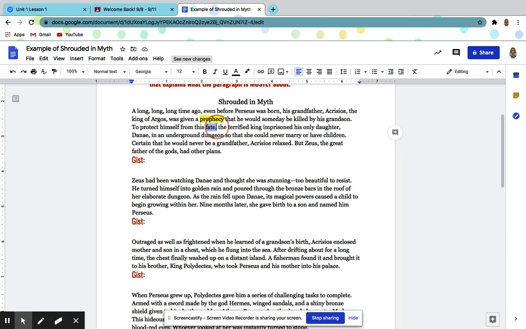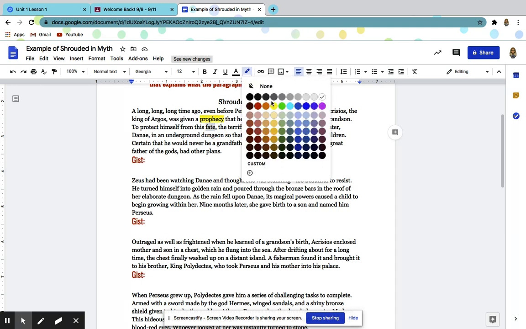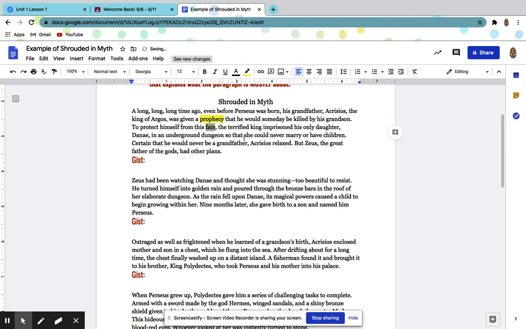I've also heard this word before, and I can say it, but I really don't know its meaning, so I'm going to highlight that one as well. The terrified king imprisoned his only daughter. Now, this is another word to me, imprisoned. I see the word prison in it, so I feel like I can figure it out better a little bit later. So I'm going to highlight that one as well.